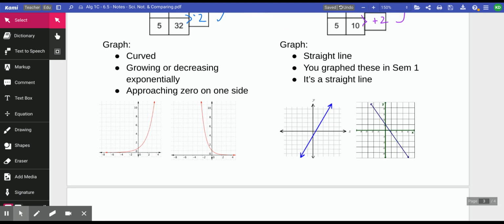Okay, so our exponential, what does it look like? Well, our exponential graphs are curved. All right, they're curved. They are growing or decreasing exponentially, and they're approaching 0 on one side. So you can see how this one's approaching 0 on the left, and this one's approaching 0 on the right. Okay, our linear equations, right? We just said linear means it's a line. You graphed a whole bunch of these in semester 1. It's a line. That's it. All lines are straight. If it's a line, it's linear. If it's not a line, it might be exponential. It might not be.